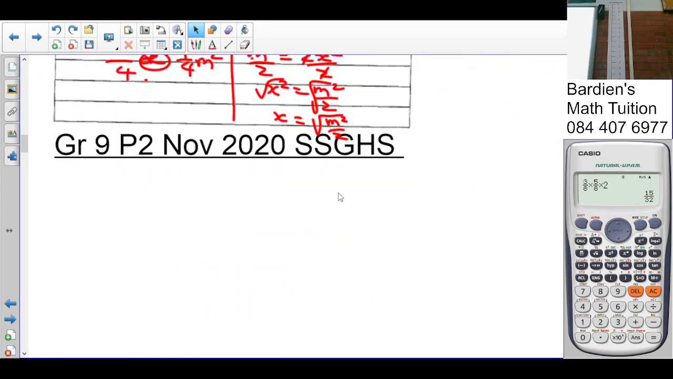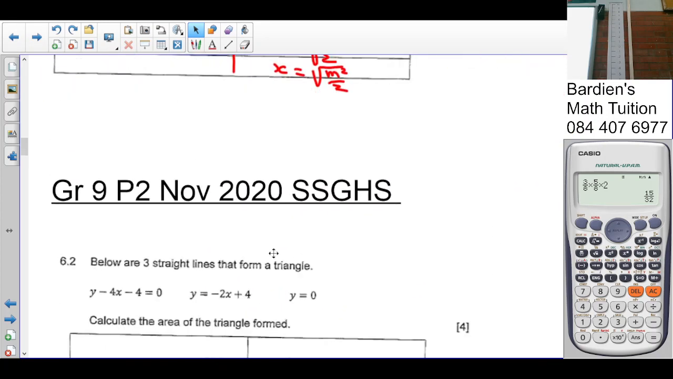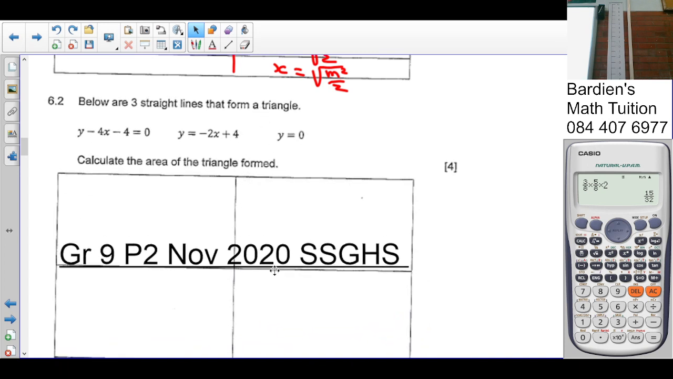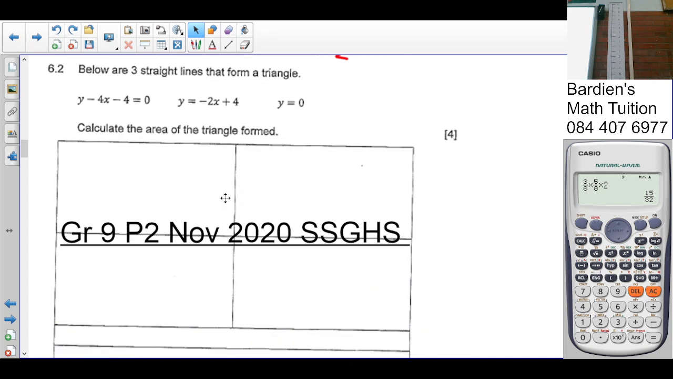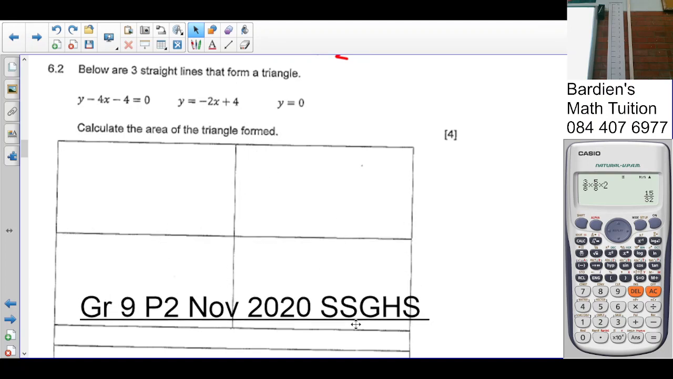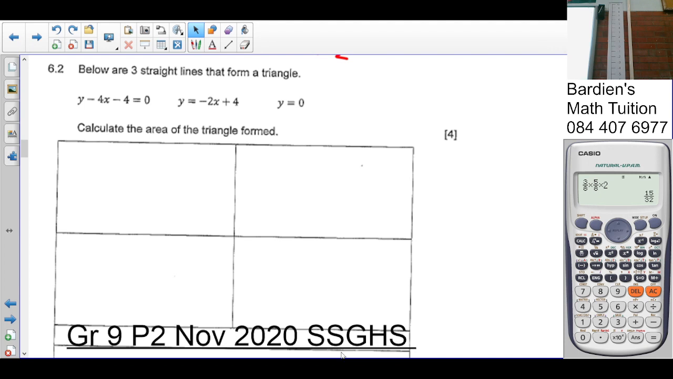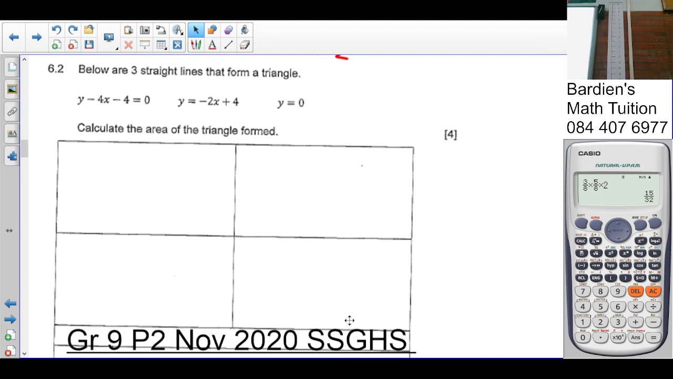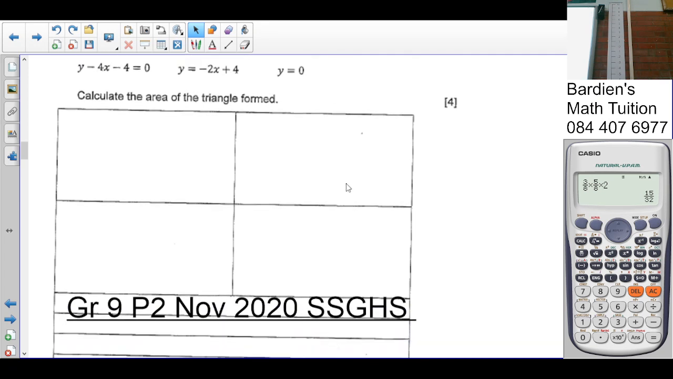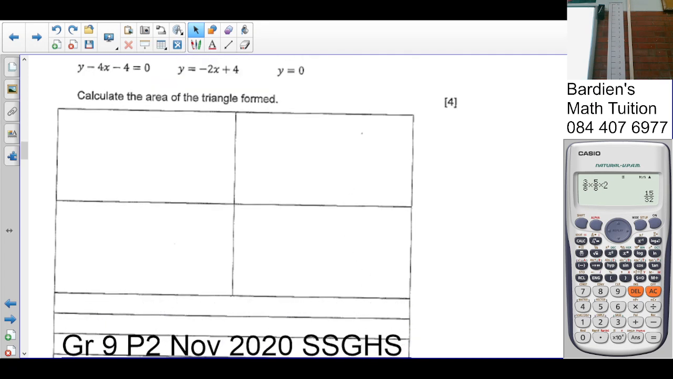Right, here we go. Now we are told below are three straight lines that form a triangle. That is 6.2. Now I'm going to put this 6.2. He says calculate the area of this triangle.